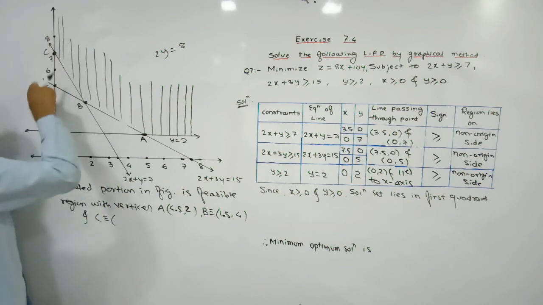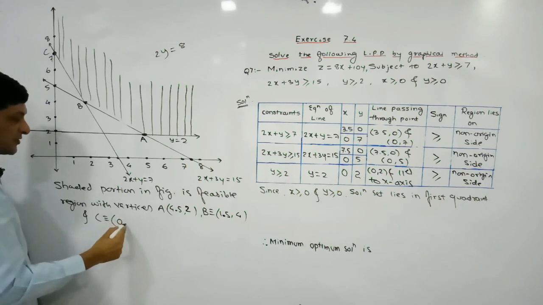Now the coordinate of the third vertex C. This point lies on which axis? It lies on the y-axis. So the x coordinate is 0 and the y coordinate is 7.